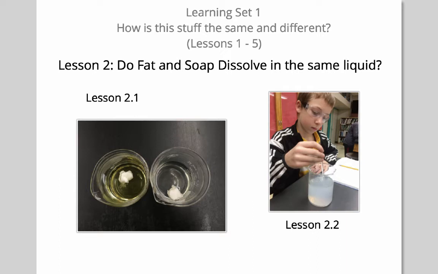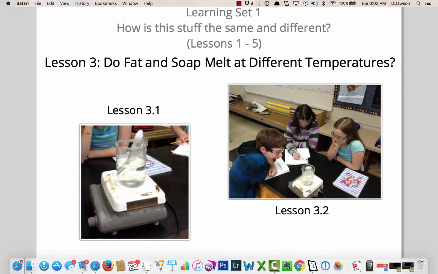So even though we're using very similar substances in 2.1, we're letting them test and record data for the actual substances, fat and soap. All right, in lesson 3, now we're going to be looking at melting point. And melting point can be a tricky one to determine exactly. You can have as much conversation about that as you want. The key thing is that when you melt fat, its melting point is much, much, much lower than soap.